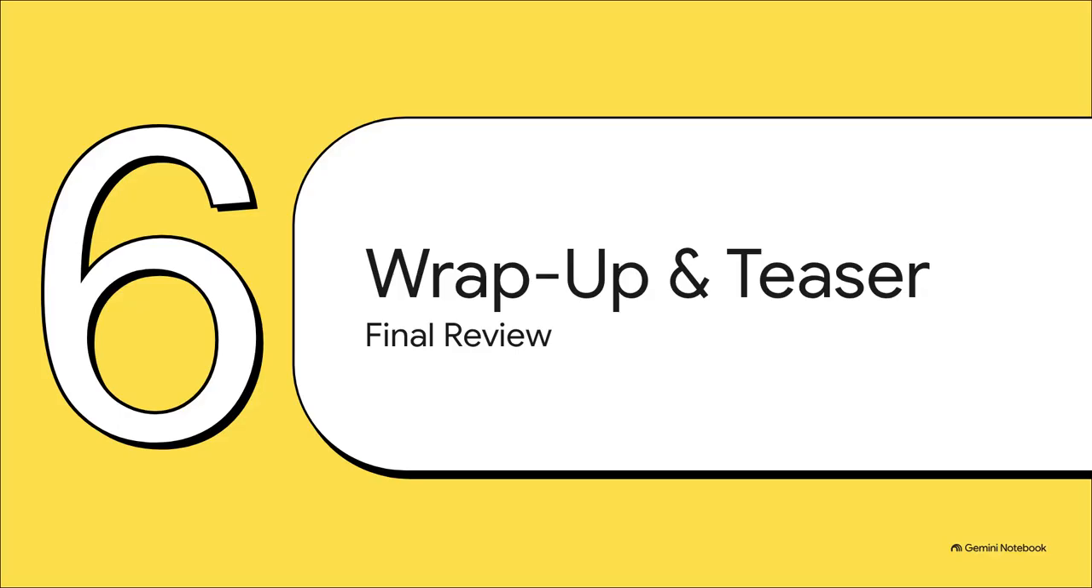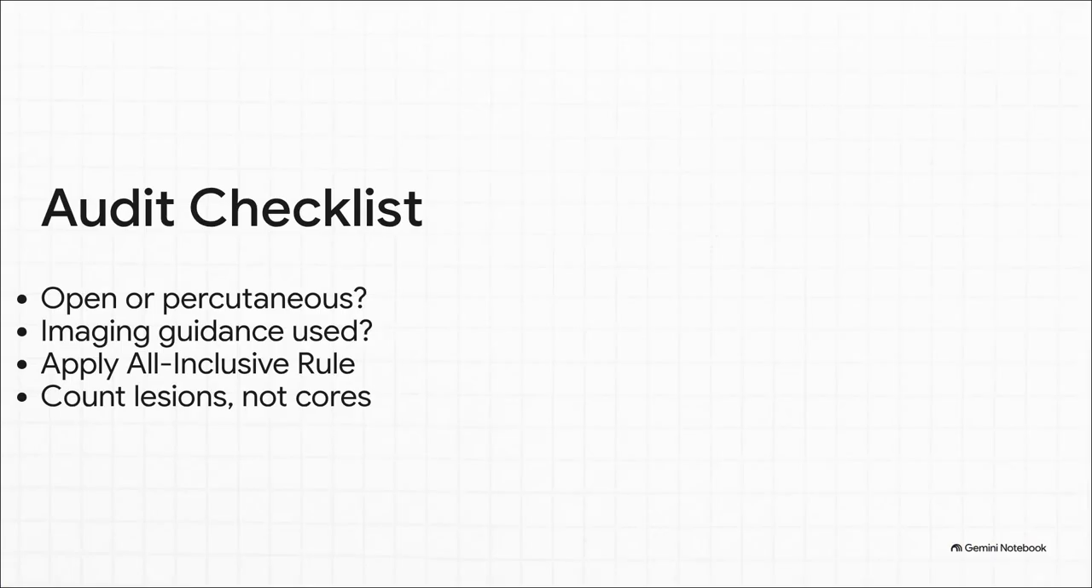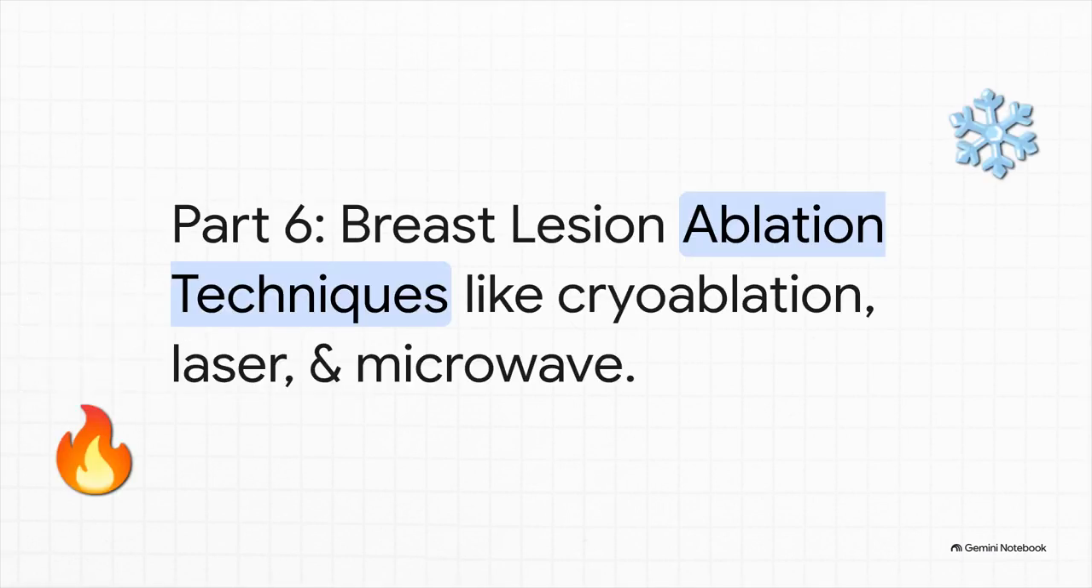Section 6. Episode Wrap-Up and Teaser. Before you go tackle your next shift, here is a rapid-fire mental cheat sheet for your audits. 1. Determine immediately if the approach was open or percutaneous. 2. If percutaneous, was imaging guidance used? 3. If imaging was used, rigorously apply that golden all-inclusive rule. Do not unbundle the clip or the guidance. And 4. Literally the biggest takeaway. Always count the lesions, not the cores. You have officially conquered breast biopsies.